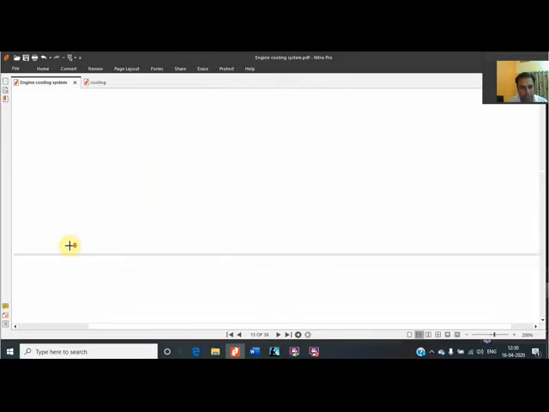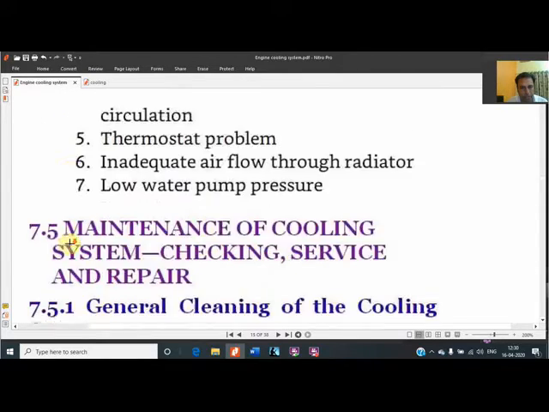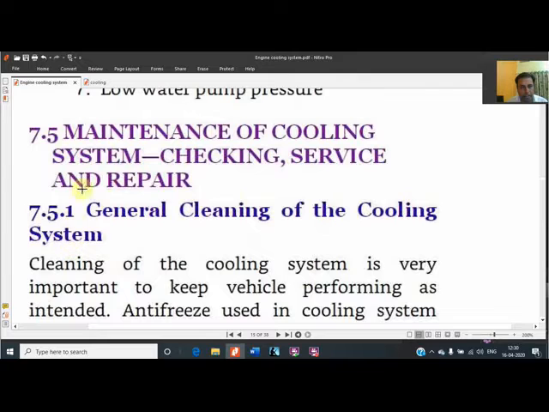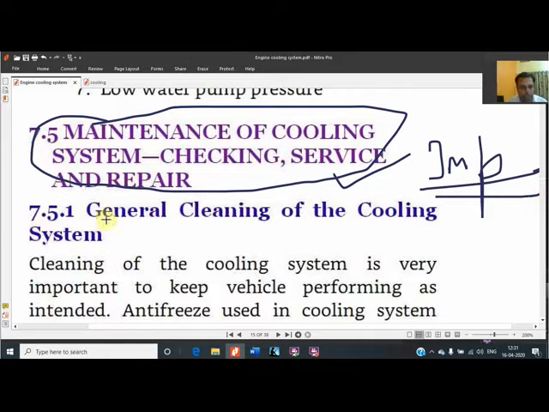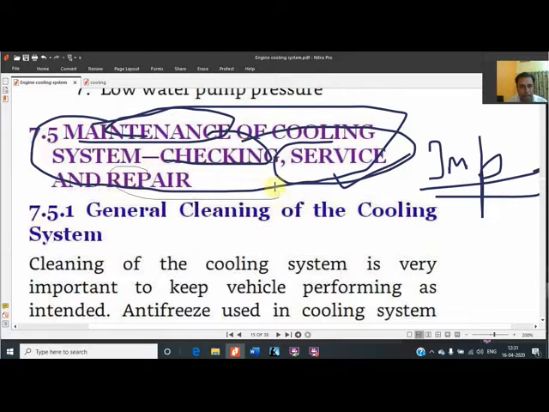And besides this, the main thing which will be asked in the examination is maintenance of the cooling system. This is the main thing as far as the demand of your subject is concerned. Although you should know the parts of the cooling system, this is the important one because a general question will be asked: what the general procedure of maintenance of the cooling system is: checking, servicing, and repair. So we have to cover the full article.